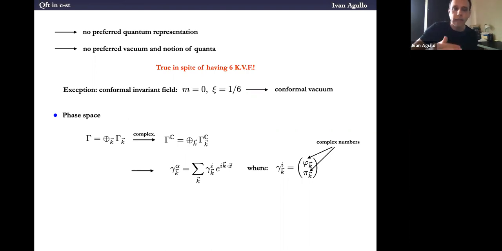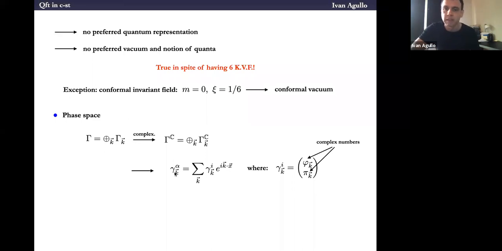Okay, so to quantize, we are going to follow our program. Take the classical phase space, but we are going to take advantage that different Fourier modes do not evolve, do not talk to each other. They evolve independently. So the phase space is just the sum of many phase spaces. We complexify it as usual, and a general element of the phase space will be labeled by a label K. So K is now the equivalent of our label I before.